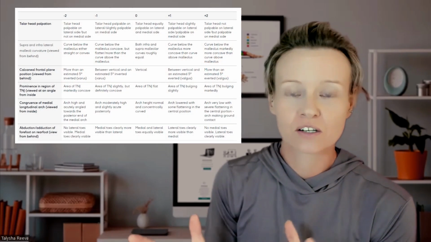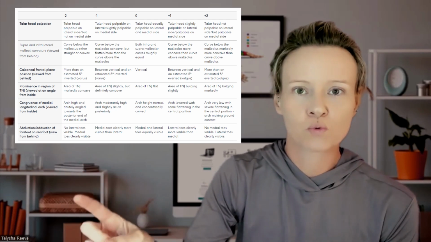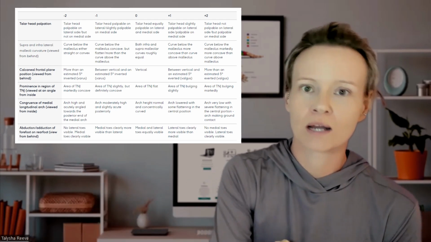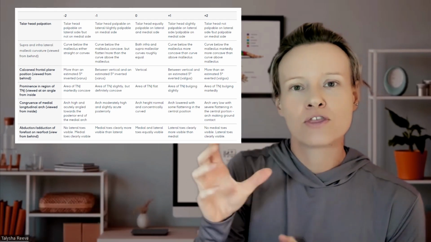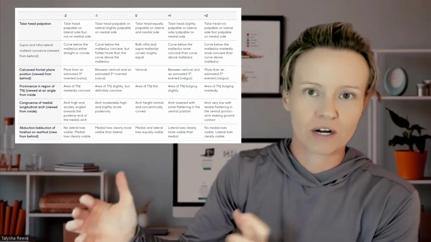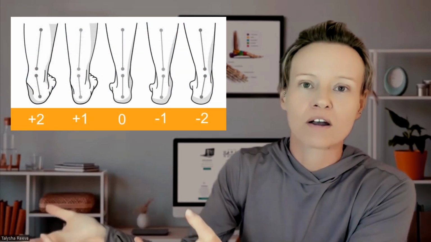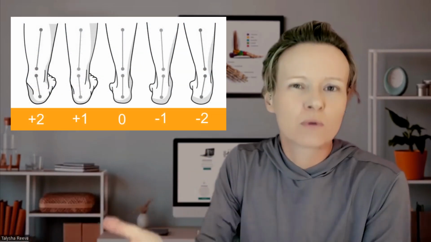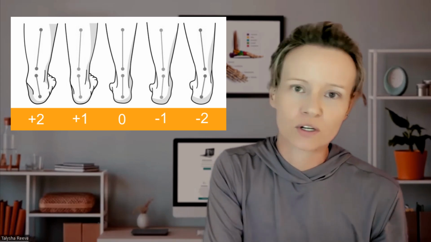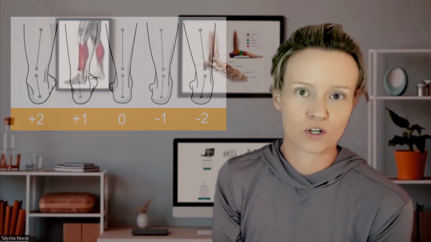Now, the grading system that is given for the foot posture index, we have +2, +1, 0, -1, -2. The greater the plus, or the positive, the greater degree of pronation the foot is considered to have. Whereas closer to 0, we're more neutral, and then the more negative, so -1, -2, that is what would be considered a more supinated foot type.